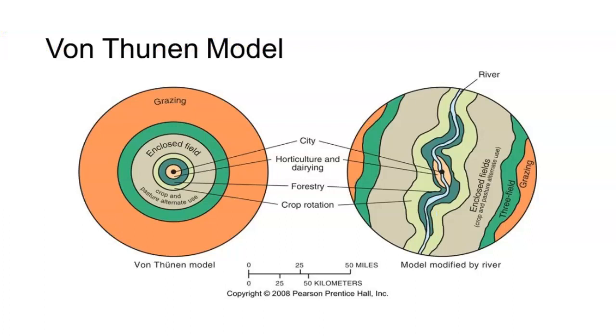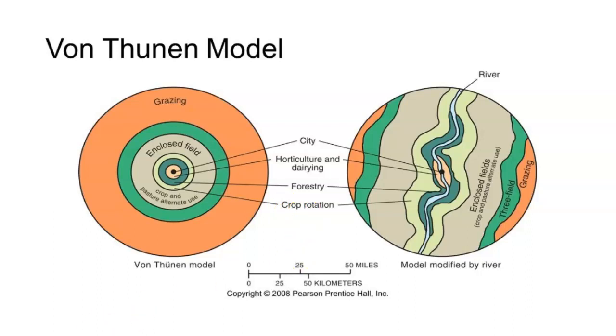We have von Thunen's model, which is a part of the agriculture unit. We're really looking at the center city and its proximity to different types of markets and the distance that those markets are from the city, depending upon what it is that's being produced there. We're going to see that dairy and horticulture are going to be closest to the city. It's got to be close market-wise because they're more perishable goods. Then you're going to see forestry, and after that you will see crop rotation, and then animal grazing.